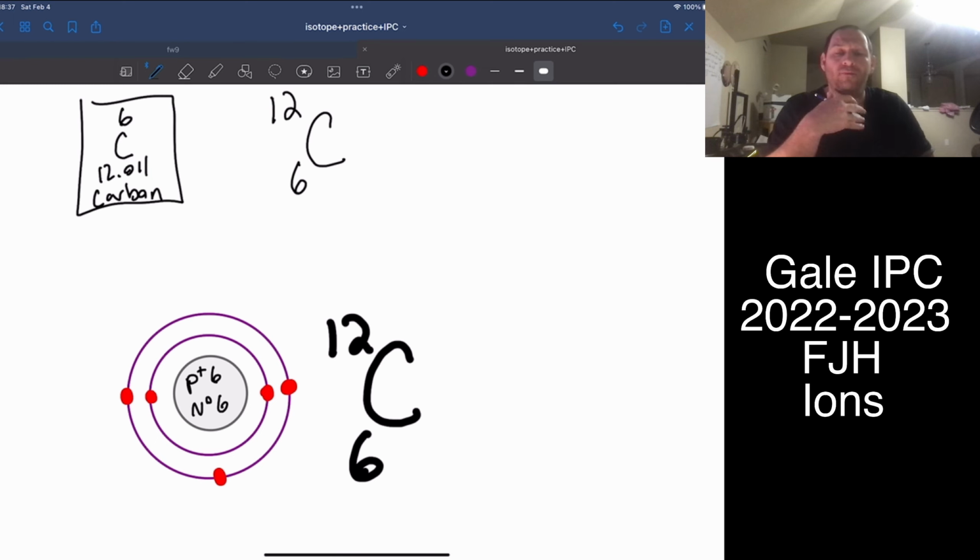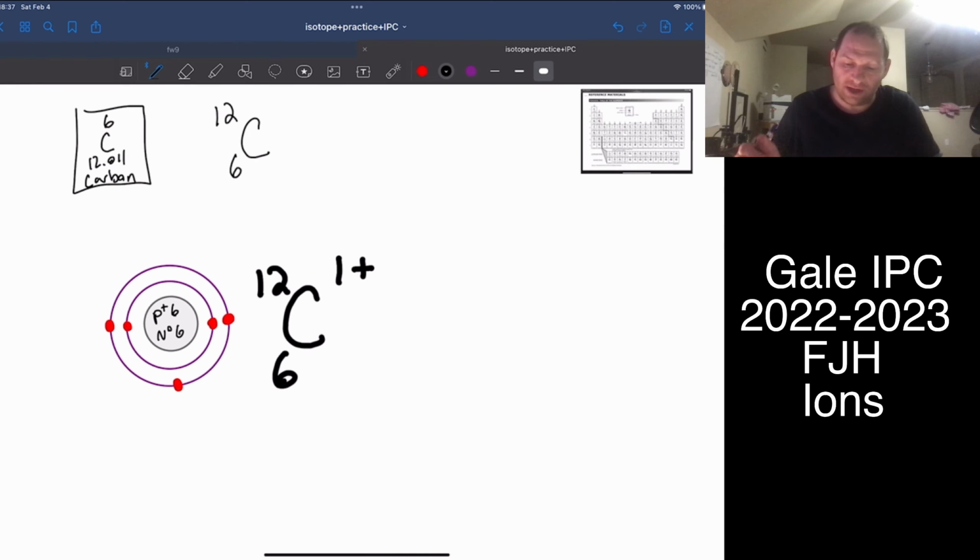But now we have more protons than electrons, so we have a positive charge. There's more protons, so I'm going to put 1 plus. The charge is 1 and it's a positive charge. All right? Not too shabby, right?